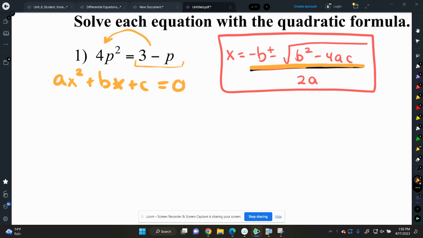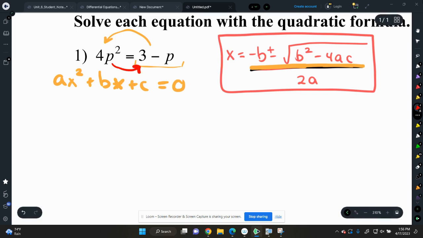Okay. Now, some people were asking me, instead of moving the 3 minus p to the other side, can we move the 4p squared over? Now, it is not incorrect to do that, like to end up with 0 equals negative 4p squared plus 3 minus p. That's not incorrect, but I don't want you to do it like that.